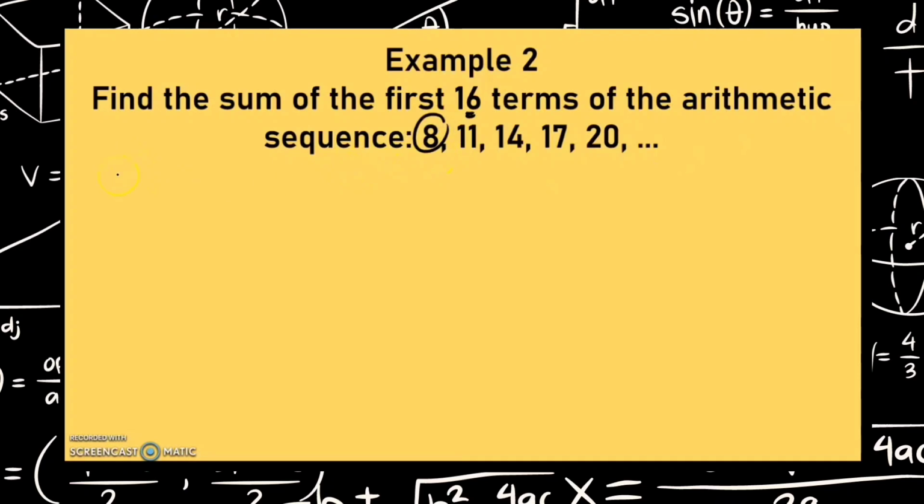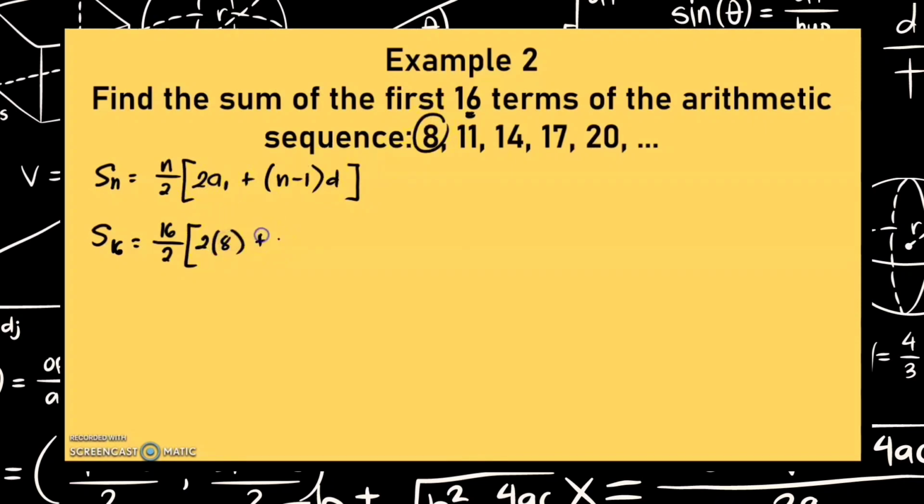So in that case, we will be using the second formula, which is S sub n is equal to n over 2 times the quantity 2a sub 1 plus the quantity n minus 1 times d. Okay? S sub n. We have to get the sum of the first 16 terms, so we have S sub 16. n over 2, the number of terms, that's also 16 over 2. 2a sub 1, so 2 times the first term, that's 8, no? So 2 times 8 plus the quantity n minus 1. n is 16, minus 1, times d, the common difference. The common difference is 3, no? As you can see, we add 3 to the previous term to get the next term. So we have 3.